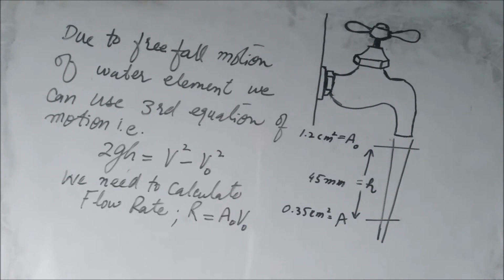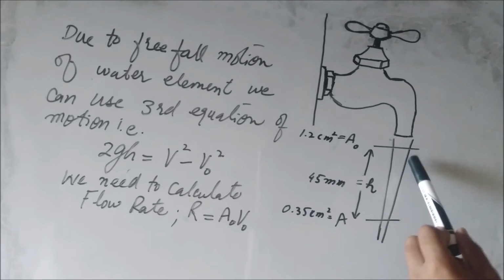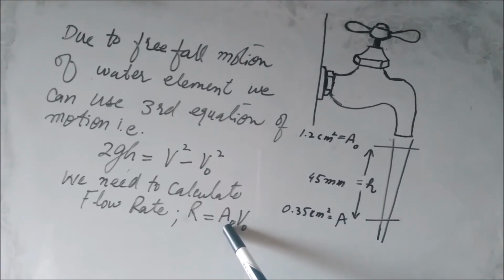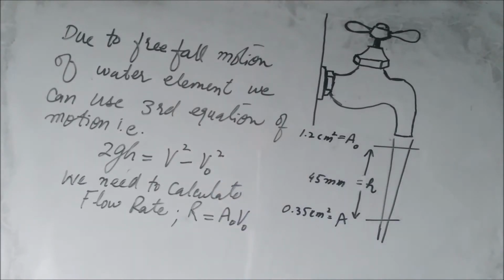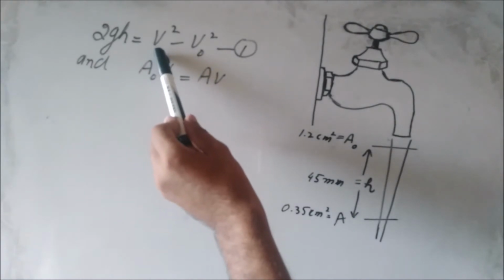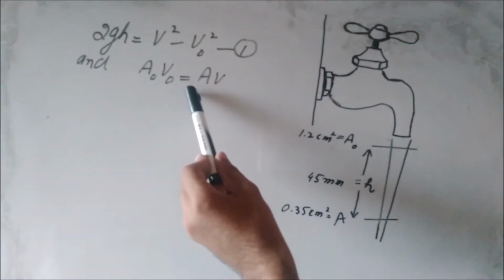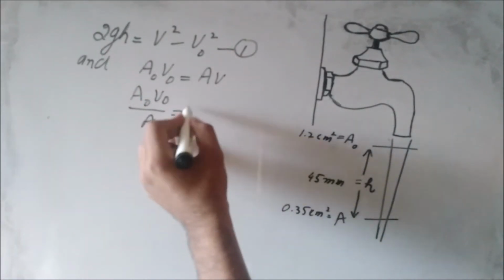We are asked to find the flow rate when the water is emerging out from the tap. So we have the value of the cross-sectional area A naught, but we do not have any value for V naught. So first we need to find the value of V naught. We can find V naught by combining the third equation of motion and the continuity equation. We need to find V naught, so we have to eliminate V. I can put the value of V from the continuity equation: A naught V naught divided by A is equal to V.